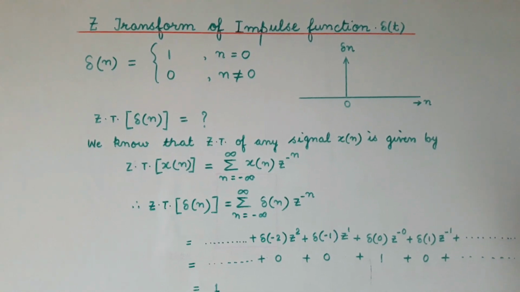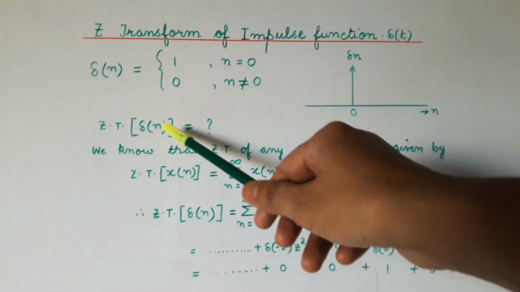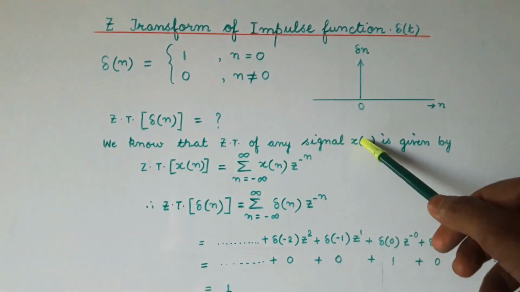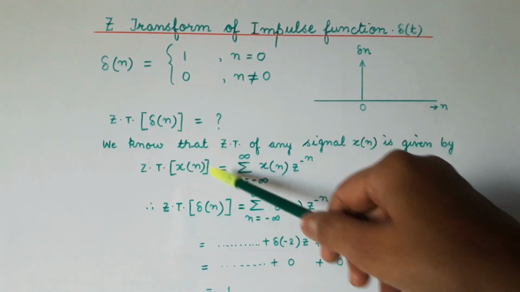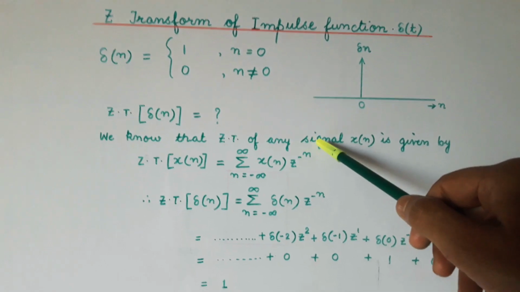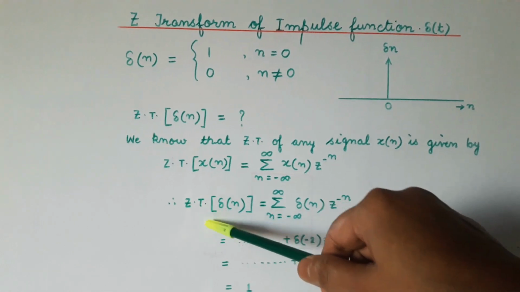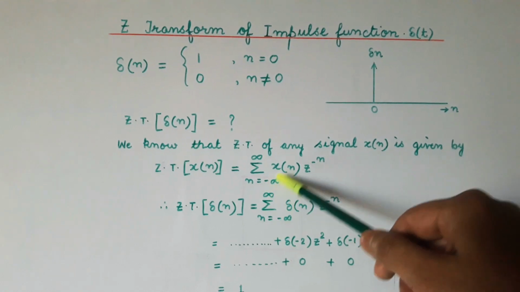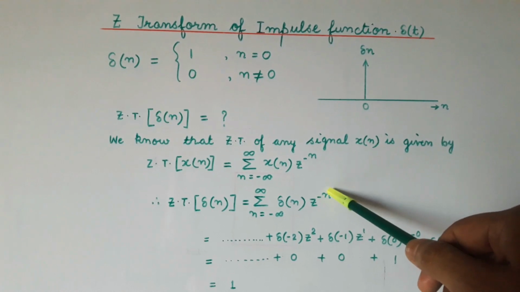Now, the problem is that we have to find the Z transform of the impulse function. We know that the Z transform of any signal x[n] is given by this formula: the Z transform of a function x[n] is equal to the summation from n equal to minus infinity to plus infinity of x[n] into z to the power minus n. And we know that the function is delta n, so we will find the Z transform of delta n. The Z transform of delta n will be equal to the summation from n equal to minus infinity to plus infinity, where we have substituted x[n] equal to delta n, into z to the power minus n.